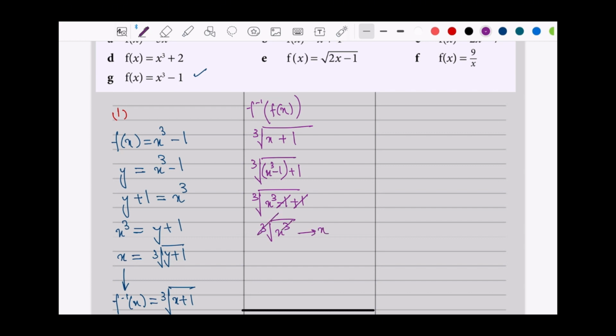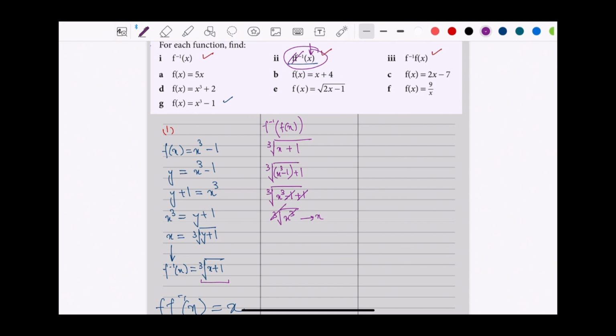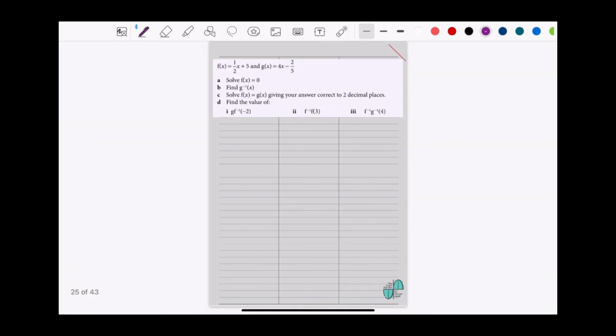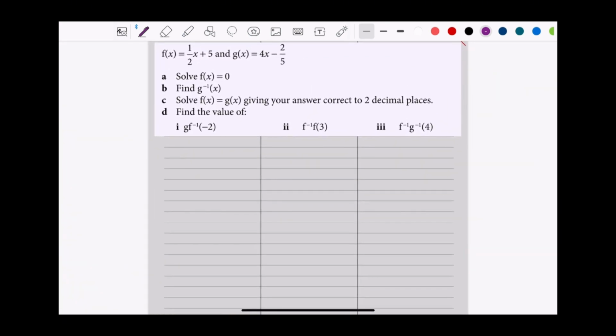See, so f inverse of f and f of f inverse, they both cancel out and give you a value of x. So no matter whichever question you take into account, you get the same value. For every question you get x. You can try taking any other question, for example. So let's see some more questions here.